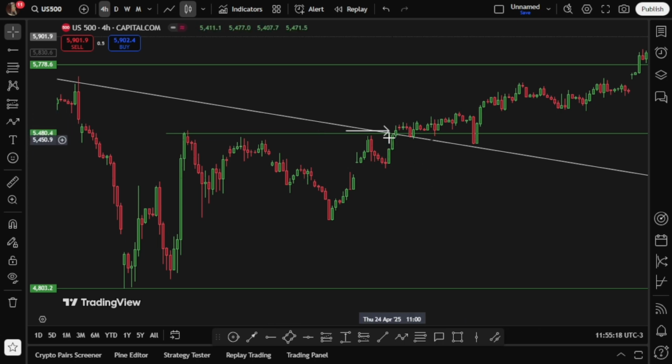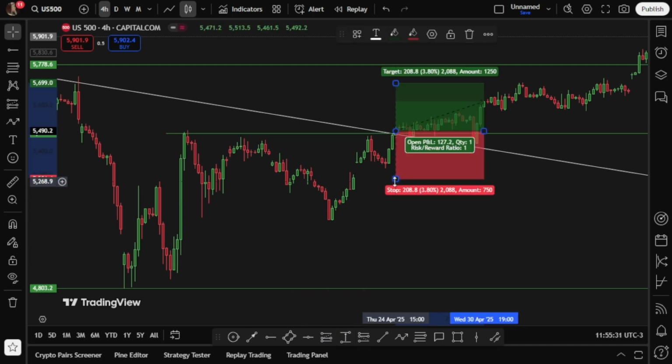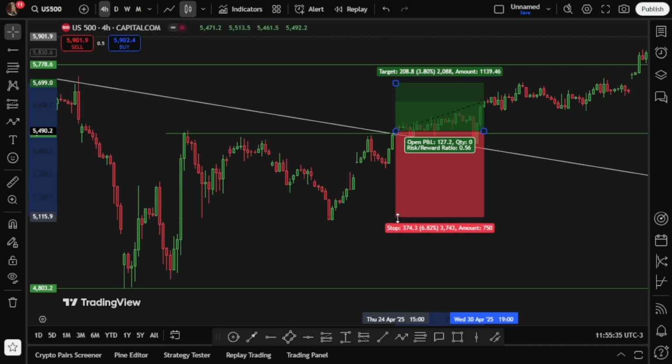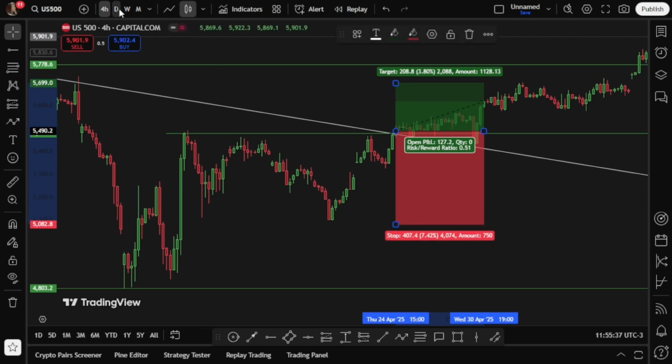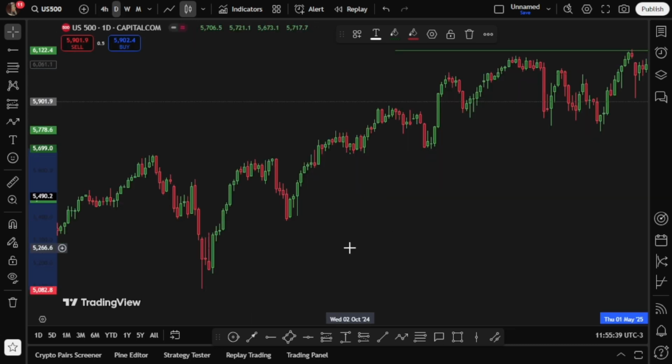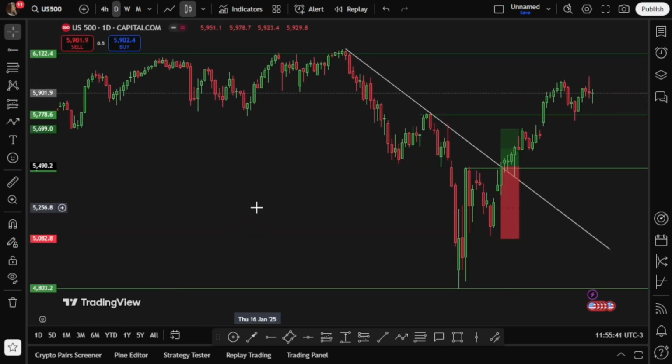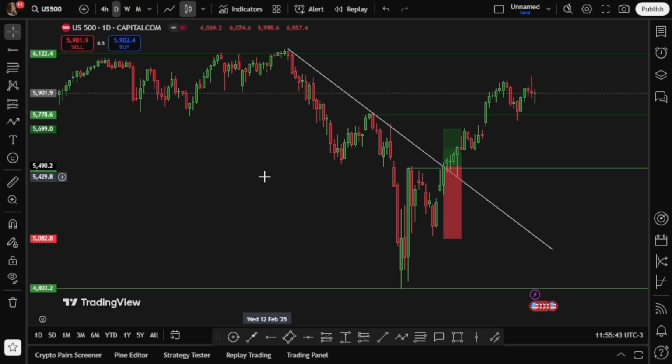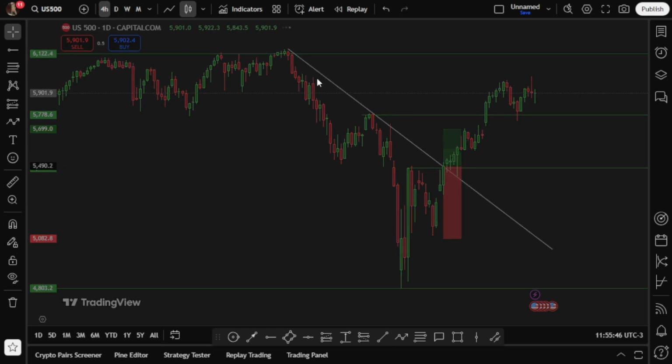So when I saw this, yes, I took my buys. Obviously, I took my buys from there. That was where my buys came in. I took a buy from there, and I kept my stop loss at this level. Yes, I kept my stop loss at that level.